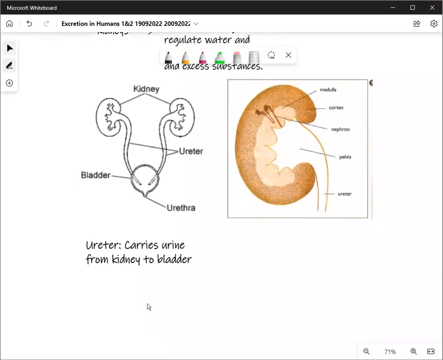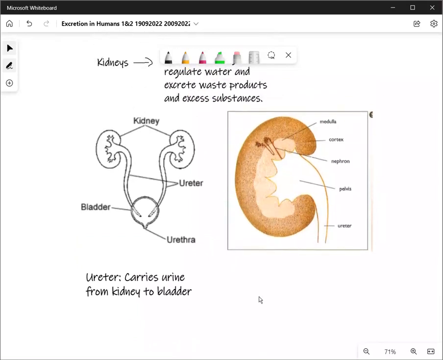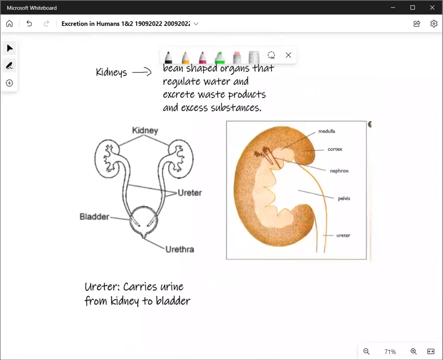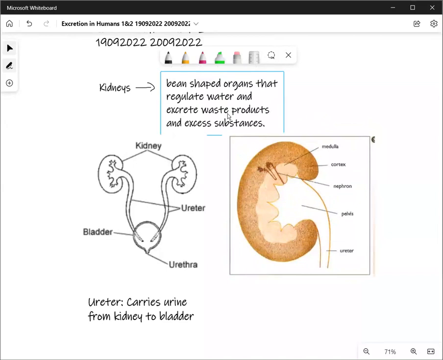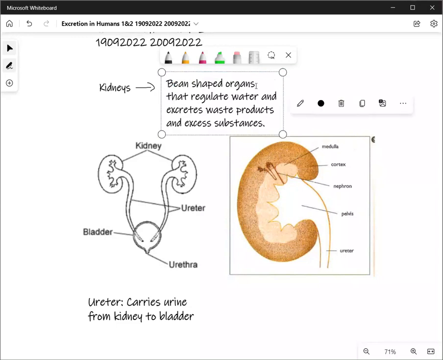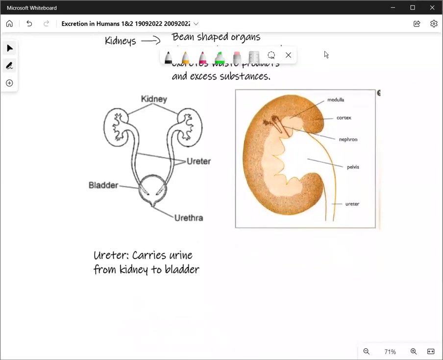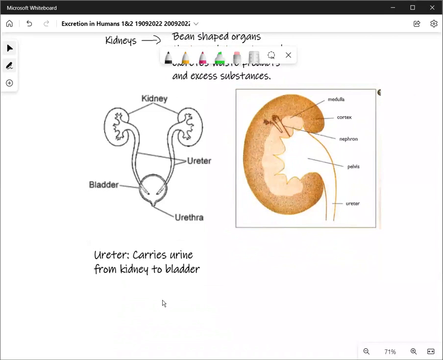Done. Now the next thing is we have the actual kidney. What is the kidney? A kidney is basically the organ which regulates the water content and excretes waste products and excess substances. That's what the kidney is. It's a bean-shaped organ that does this.